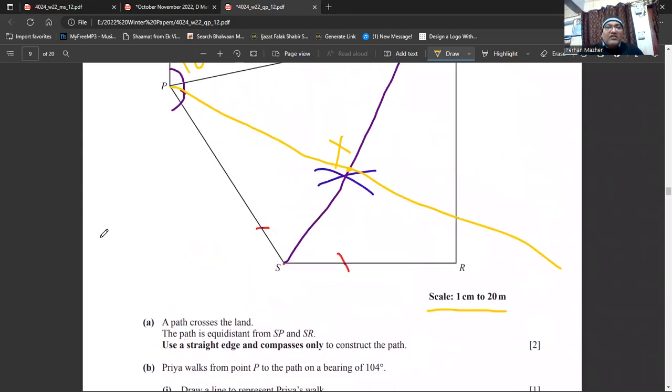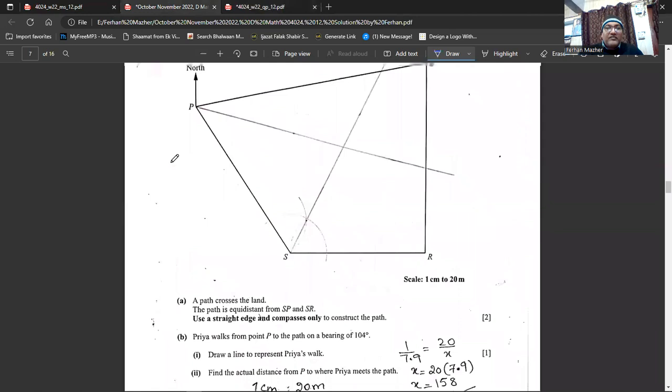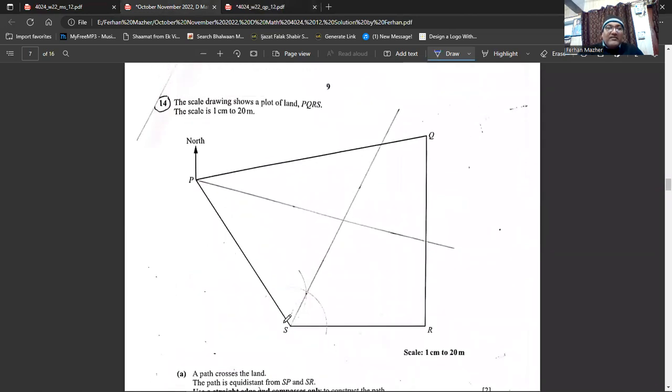So let me show you my original work where we have done this originally. So you can see here, we have opened the compass, we placed the compass here, we have drawn an arc here, we have drawn an arc here. Then we have placed the compass here and we have drawn an arc like this. And then we have placed the compass here and drawn an arc here. Where these two arcs intersect, I have drawn this line. This is called the angle bisector.